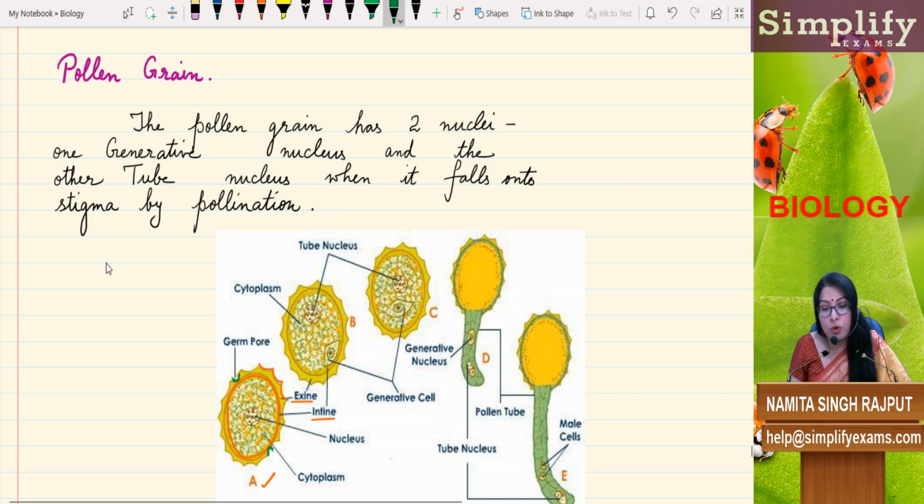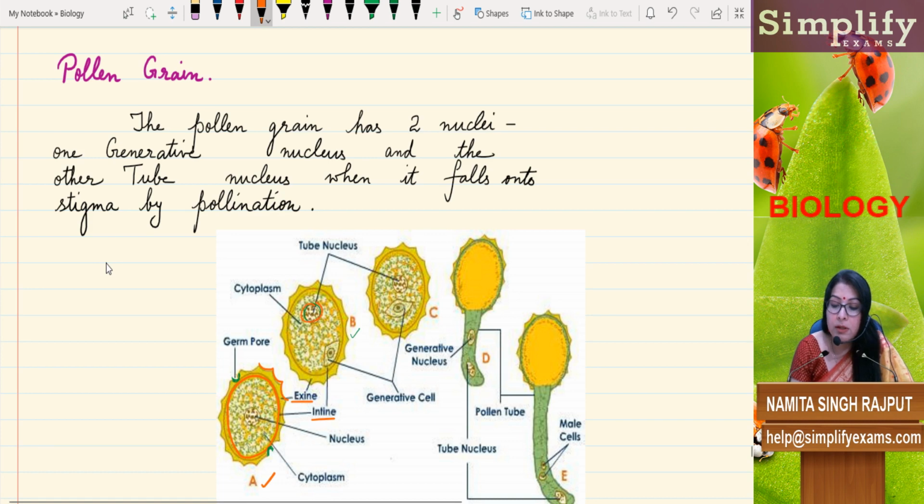These germ pores, what is their function? At the time of formation of pollen tube, the intine grows from here. So germ pore helps in the development of pollen tube. Now there's a single nucleus in this first diagram. Now let us move on to E. Here you can see there is a tube nucleus being formed.